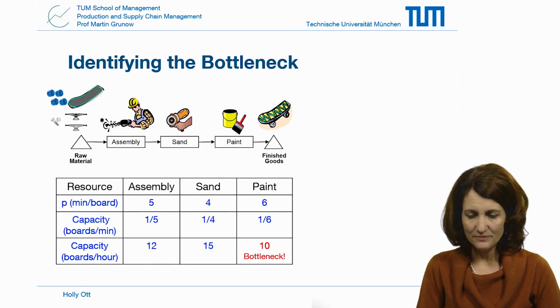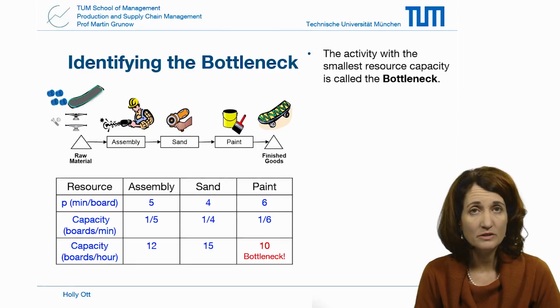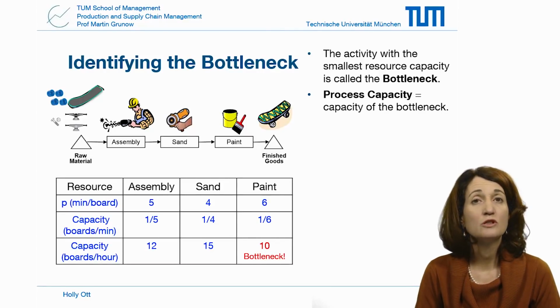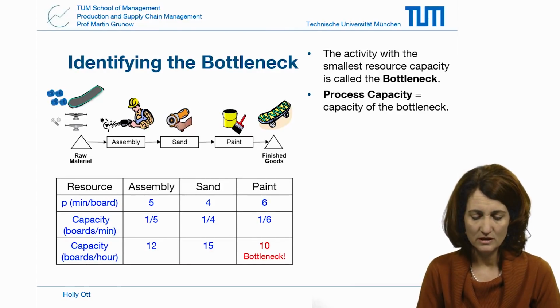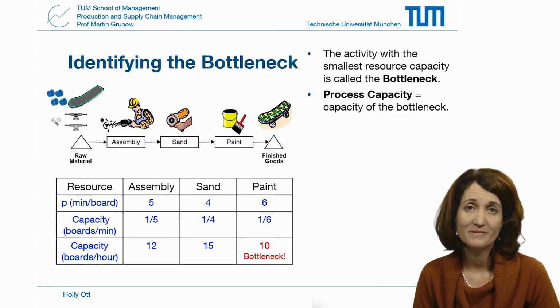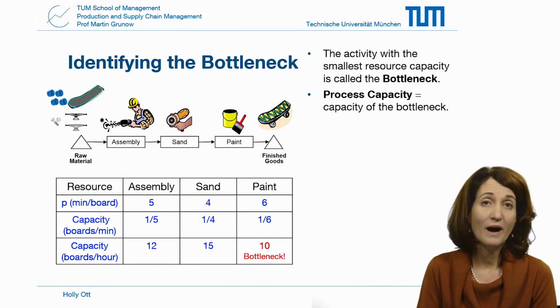So the activity with the smallest resource capacity is called the bottleneck. This means that our process capacity is equal to the bottleneck capacity, which we have shown in red there, 10 boards per hour. Now this is important. Why?